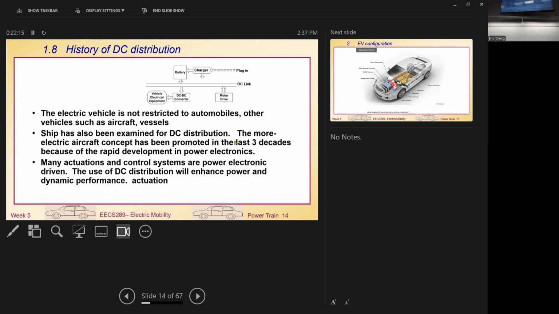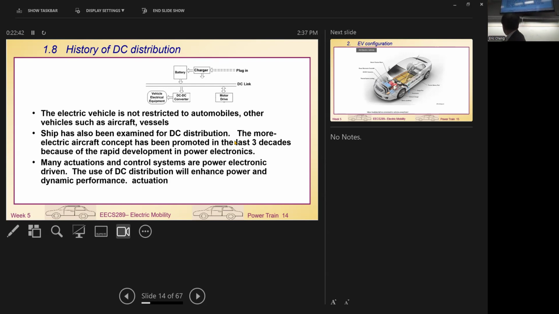So this concept is not new. Actually, 30 years ago, we were already using DC distribution for many aircraft and electric boats. So that means the concept we use in electric vehicles has already translated to all the other transportation systems. One reason is that DC distribution can facilitate all the coupling, like the battery or DC, and all the actuators, like the motor drives, are actually DC anyway.